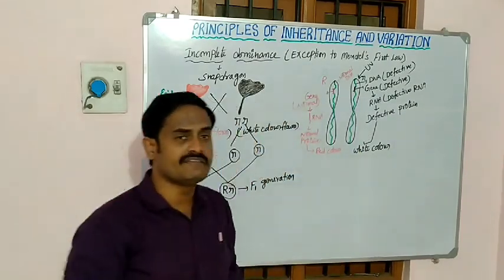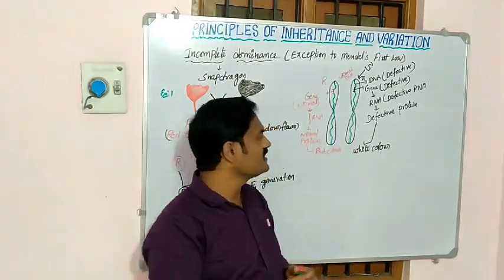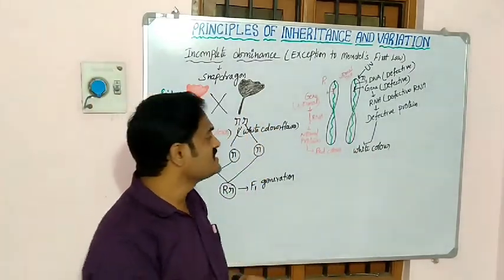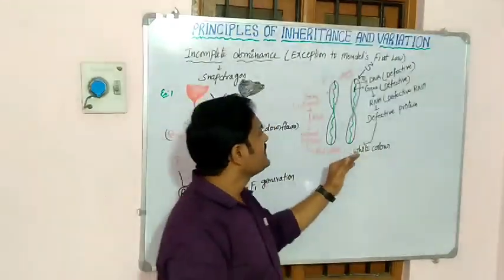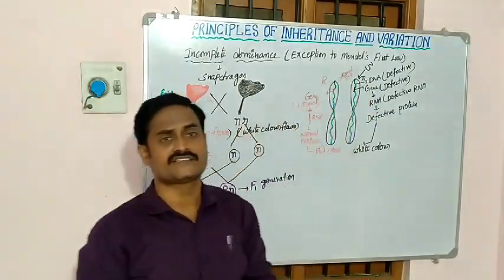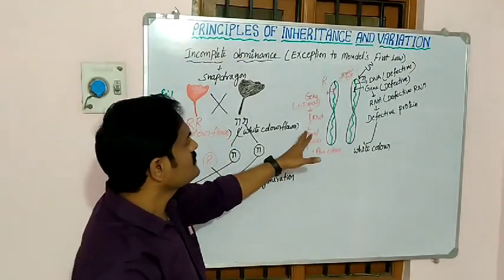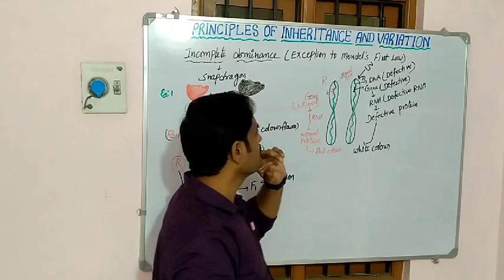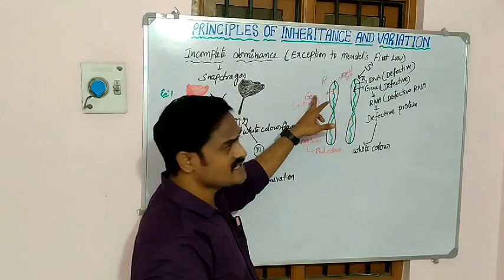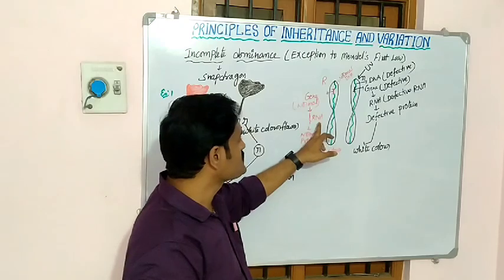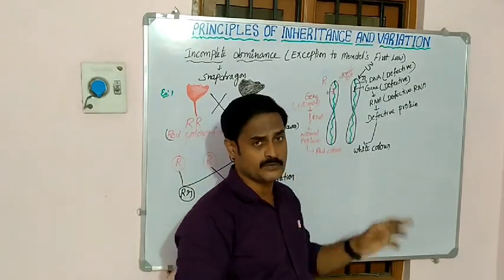So it is not giving any kind of color. So it is responsible for white color. And this white color is not expressed. So it is a recessive character in this chromosome. Okay, but here you are going to remember one thing. If the DNA produces the gene, the gene produces the RNA, then the RNA produces the protein.